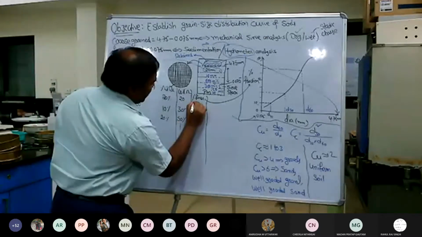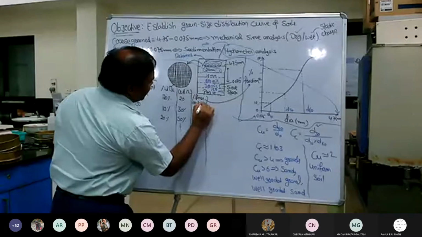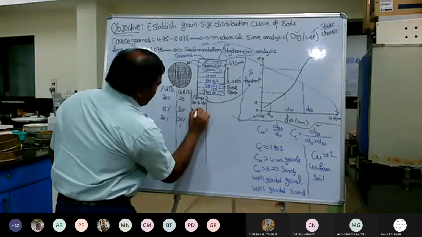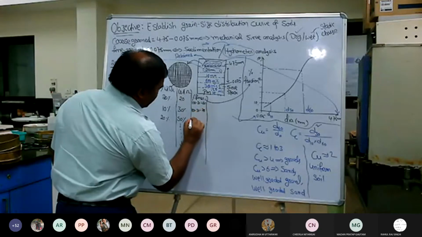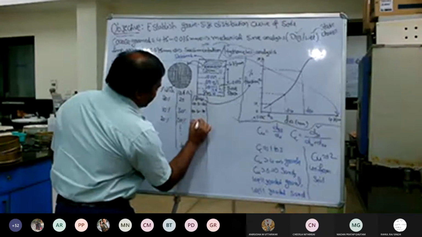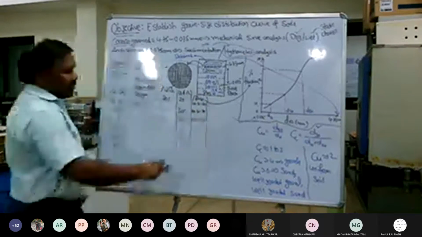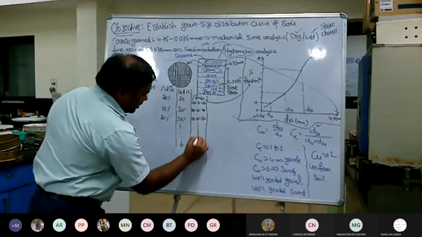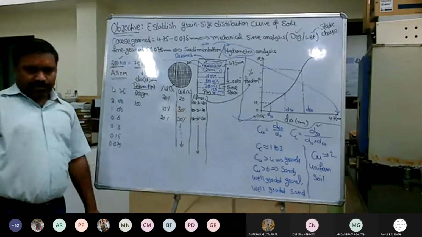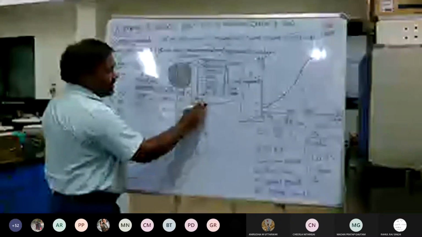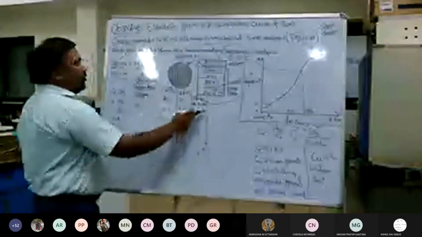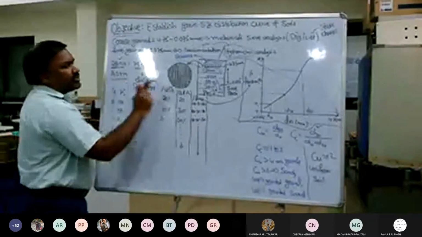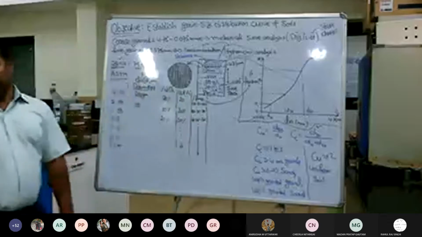So here this is 100 minus 20, so this is 80%. Here 100 minus 30, so this is 70%. This is 100 minus 50, so 50%. This is how the percentage finer will be calculated, and keep continuing the calculation. Once you get the percentage finer, we know that for a particular particle diameter of 4.75, we have a percentage finer of 80%.